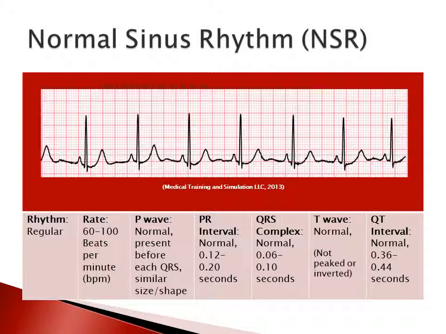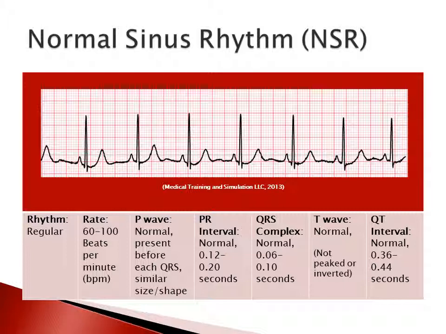And to determine our rate, we're going to be counting the number of QRS complexes, and we're going to be multiplying those times 10 because we have to remember this is a 6-second strip. All of our strips are going to be 6 seconds long. So we have 7 QRS complexes, and when we multiply that times 10, we get a heart rate of 70 beats per minute. And that falls right within our normal parameter here.